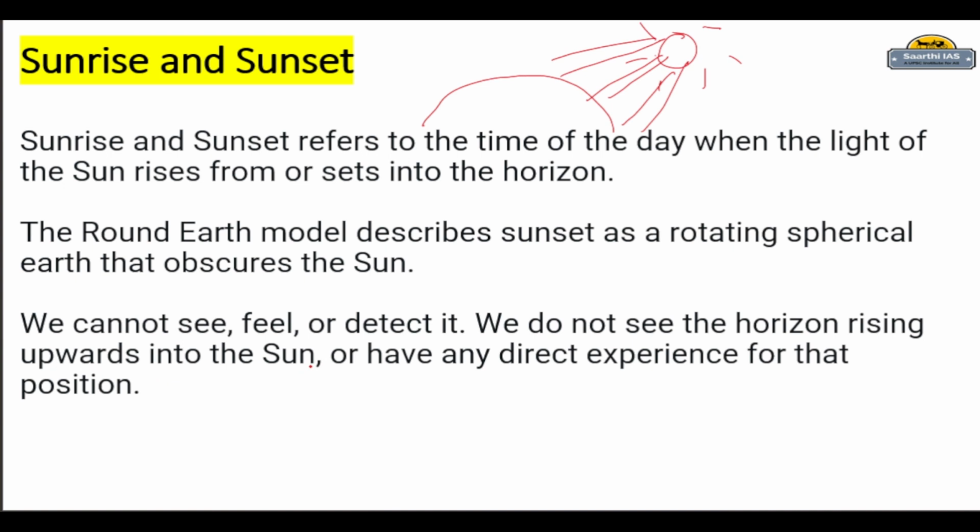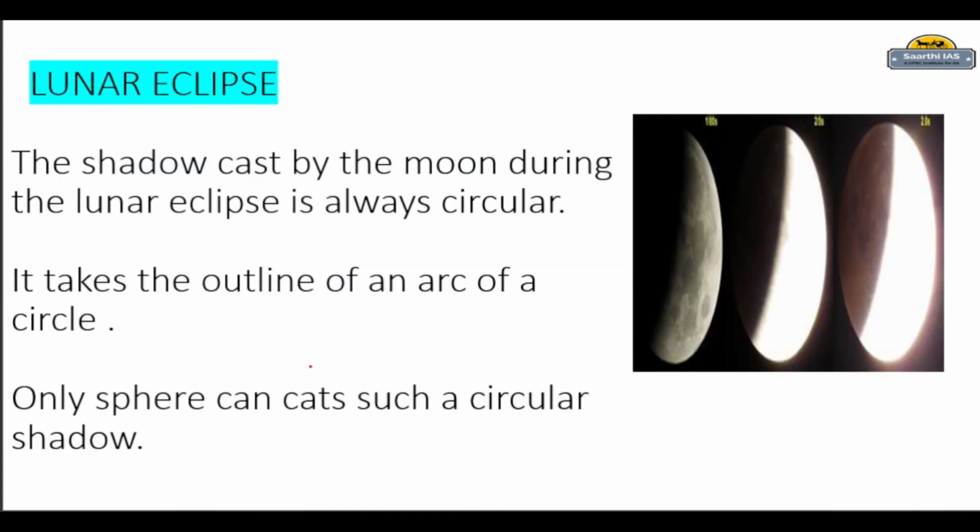Sunrise and sunset refer to the time of the day when the light of the sun rises from or sets into the horizon. And this is a proven fact that sunrise and sunset are evidence for the spherical shape of the Earth. Now, next is the lunar eclipse.